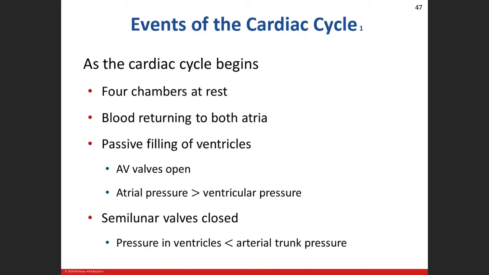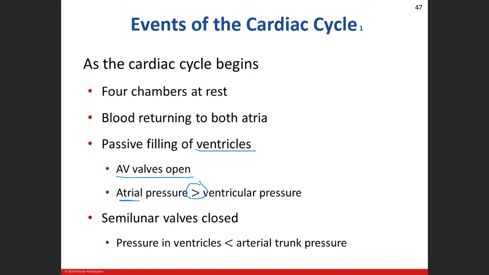All right, so at the beginning of this, and we've seen this already in lab, at the beginning of the heart cycle, all four chambers are resting. They're not doing anything. So blood returns to the heart, and it pours into the atria. The AV valves are open, so it pours into the atria and then passes through the atria into the ventricles. So at that point, the atrial pressure has to be greater than the ventricular pressure, because if it was the other way around, the ventricular pressure would force the AV valves closed.